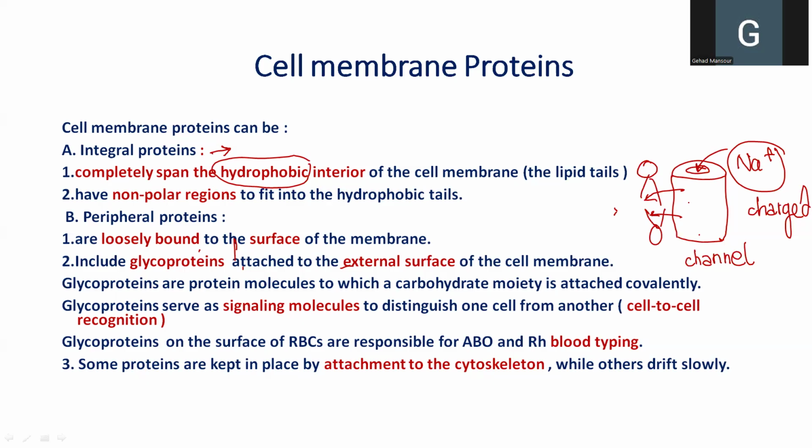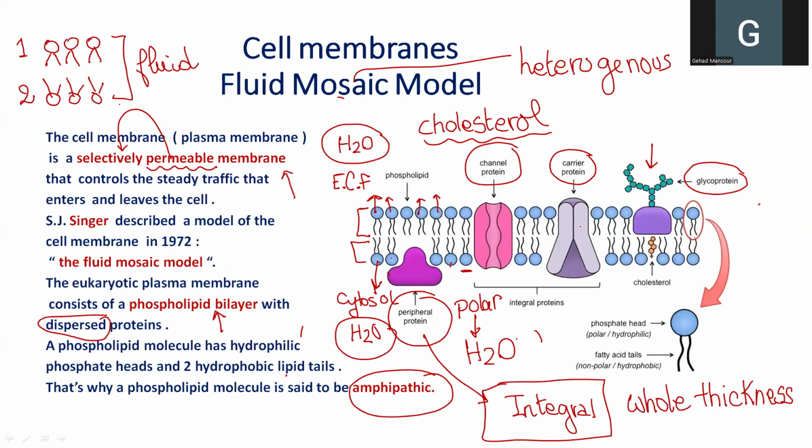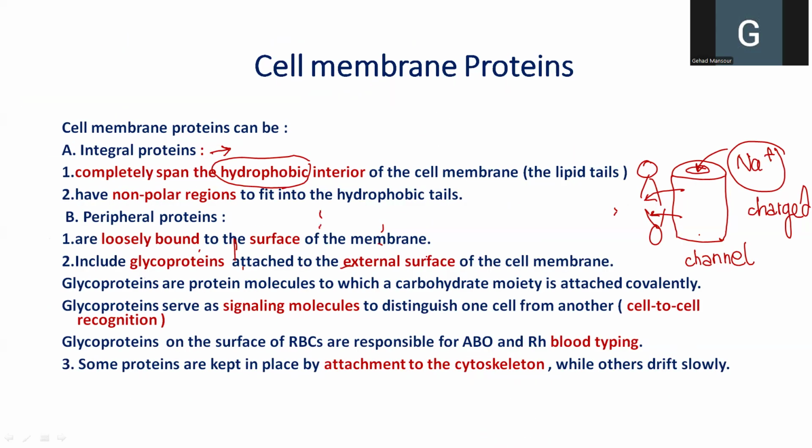And on the other hand, from the outside, mainly it will have hydrophobic areas to interact with the hydrophobic tails. But we also have peripheral proteins, as we said before, and those proteins do not fit into the whole thickness of the membrane. They are just like this purple protein, this one. They're just attached loosely to the surface of the membrane, and they consist mainly of glycoproteins.